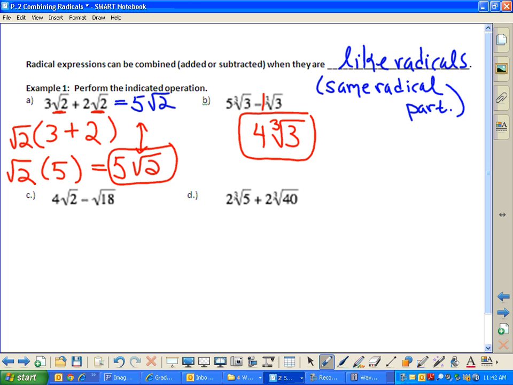Okay, part C. Our lesson today is about combining like radicals. So as it stands right now, can I subtract 4 root 2 minus the square root of 18? What do you think, John? No. No, I cannot. That's annoying. But I do have an option. What do you think, Rick?